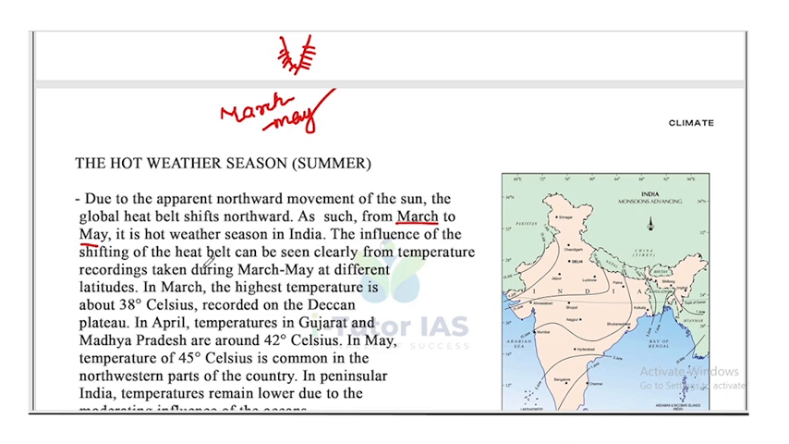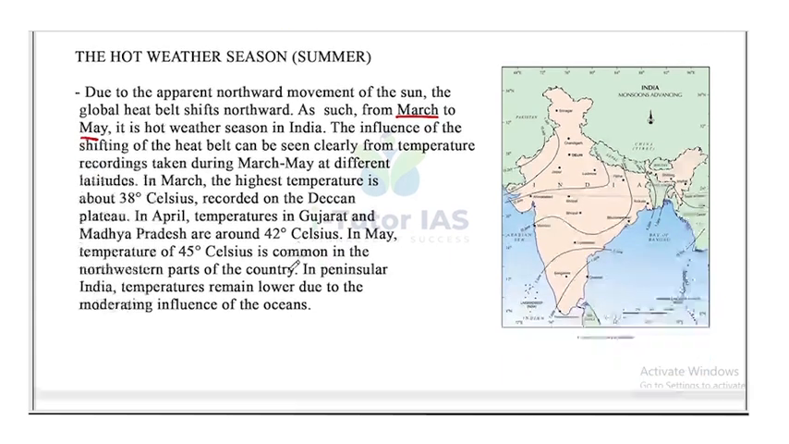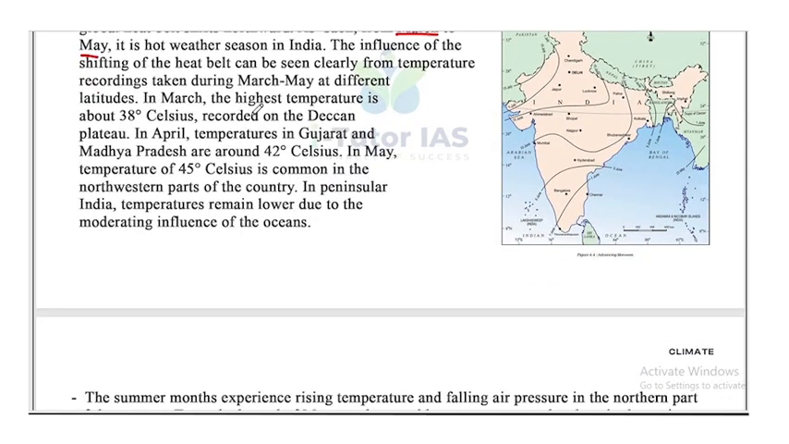The influence of the shifting of the heat belt can be seen clearly from temperature recordings taken during March to May at different latitudes. In March, the highest temperature is about 38 degrees Celsius, recorded on the Deccan Plateau. In April, the temperatures in Gujarat and Madhya Pradesh are around 42 degrees Celsius. And in May, a temperature of 45 degrees Celsius is common in the northwestern part of the country, especially in the desert region of Rajasthan.